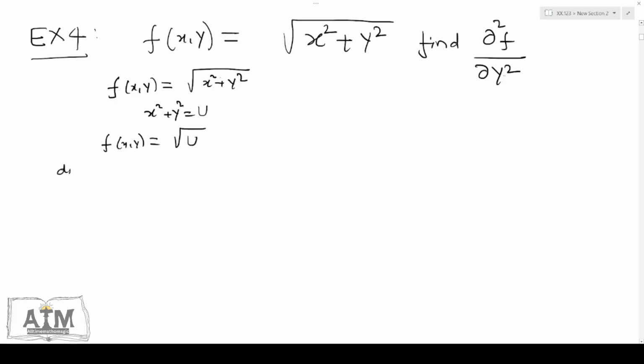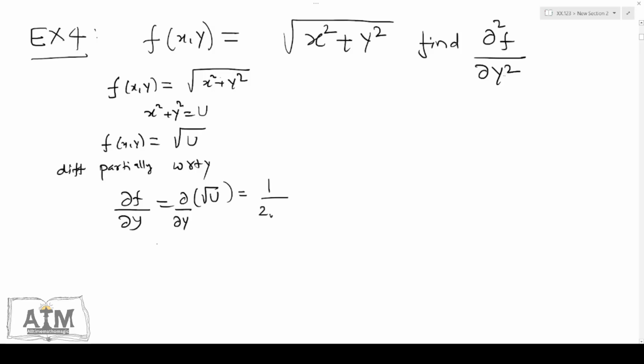Now, differentiating partially with respect to y, because we need to find the second order derivative with respect to y. So we get dou f by dou y equals the partial differentiation of root u with respect to y. Here I am going to apply the chain rule. The chain rule becomes 1 upon 2 root u, again differentiating partially u with respect to y.